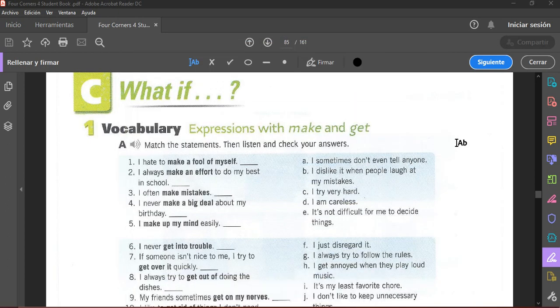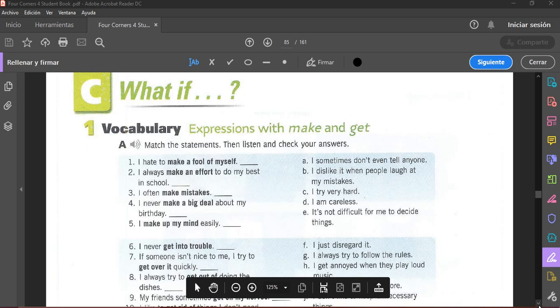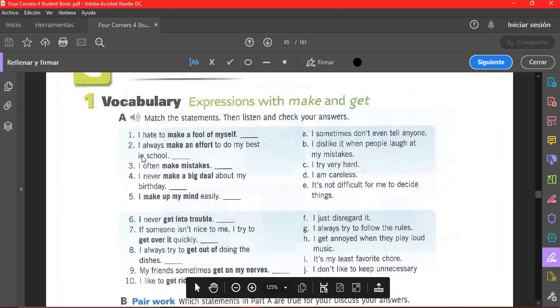Good afternoon, students. Today we continue with Unit 8 of book 4B. The lesson is C, which is called "What If?" And the first exercise is vocabulary expressions with make and get. We have some words here, some sentences, and in bold we have some vocabulary.